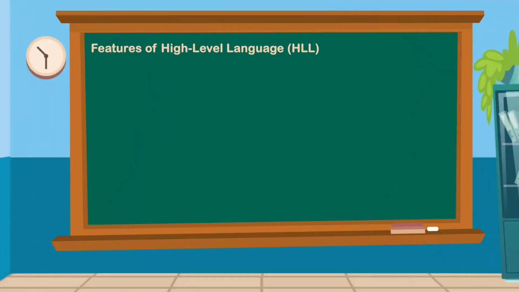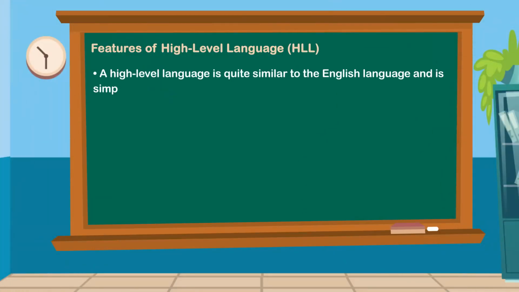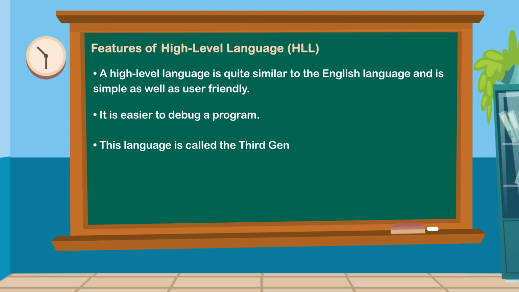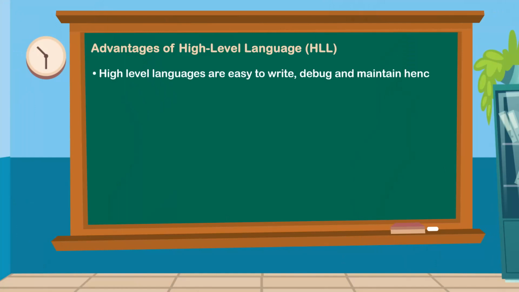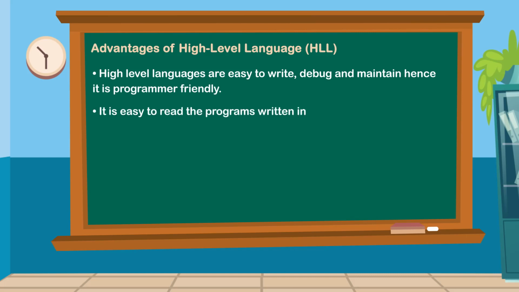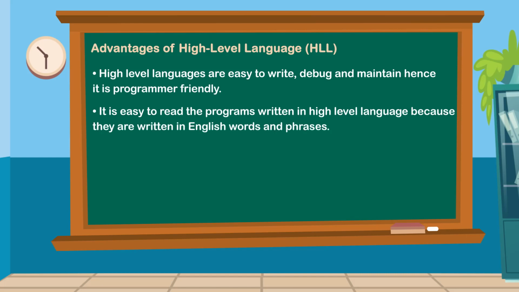The features of high-level language: it is quite similar to the English language and is simple as well as user-friendly. And it is easier to debug a program, which is a process of detecting and removing errors. This language is called the third generation language or 3GL. The advantages of HLL are: it is easy to write, debug, and maintain, hence it is programmer friendly. It is also easy to read the programs written in high-level language because they are written in English words and phrases. And it is easy to detect and correct any error in high-level language.